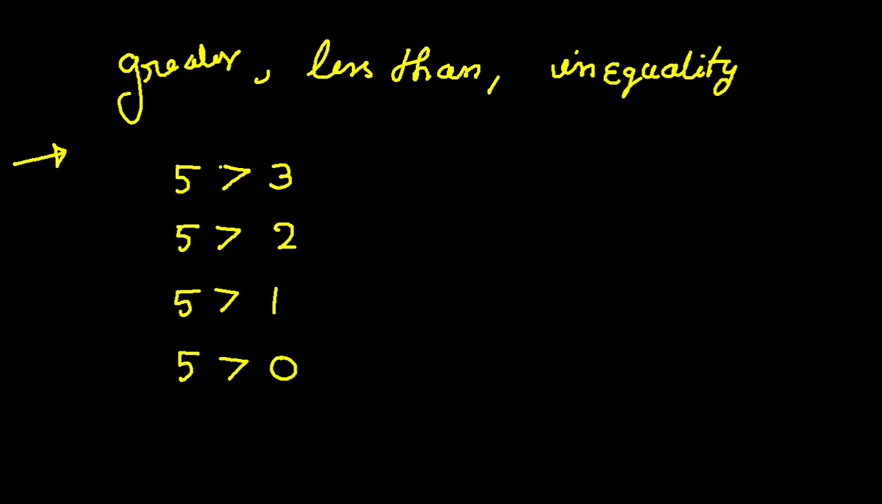So this is the head part, and this is the tail part. Head is towards the 3, here head is towards the 2, and head is towards 1. This is the tail, and 5 is greater than 3, so tail is towards the 5 and head is towards the 3. Here tail is towards the 5 and head is 2.